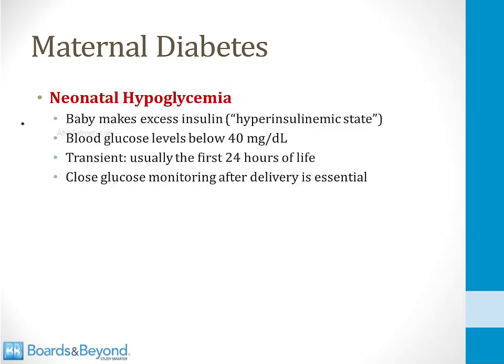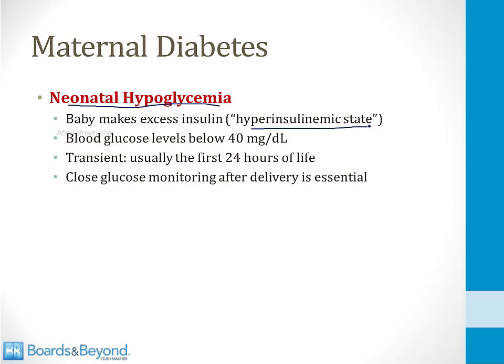Another problem that occurs among babies born to diabetic mothers is neonatal hypoglycemia. So in the womb, if the fetus is exposed to high levels of blood sugar from the mother, the baby will begin making lots of insulin. This is called a hyperinsulinemic state. After birth, however, the baby no longer needs all that insulin, but it's still circulating and being generated.